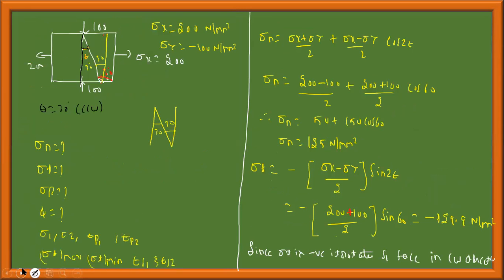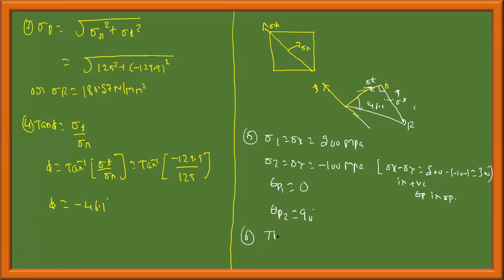Directly I can write like that. You better follow this convention, this method only. But for plane stress condition, the method I taught you holds good. The planes of maximum shear stress are theta s1 equal to 45 degree and theta s2 equal to theta s1 plus 90, which is equal to 135 degree.